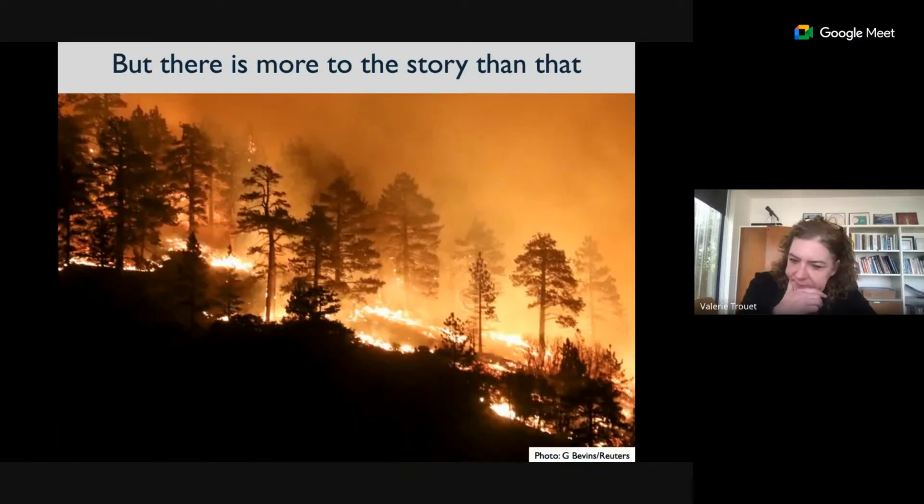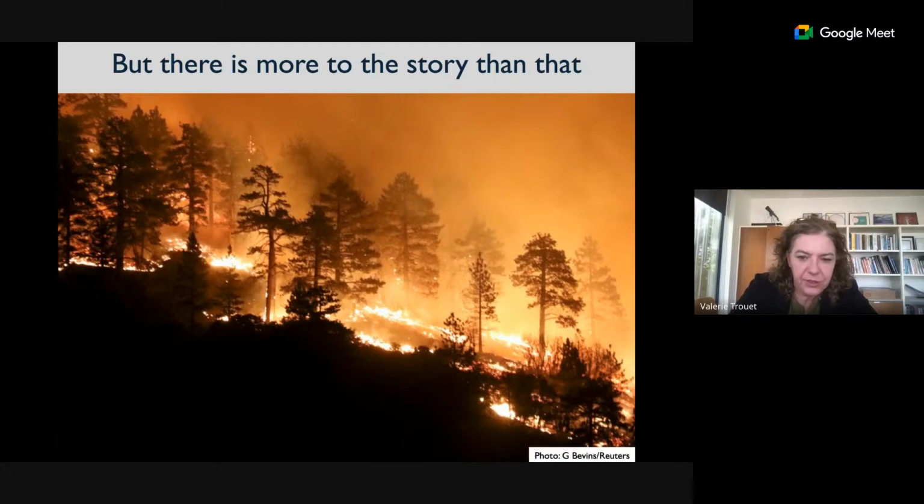But that's not the only part of the story. There's more to the story than that. And the other part of the story is exactly what we can study using tree rings. The kind of fire that you see in this photograph is a ground fire. It's a fire that, as the name says itself, it typically stays close to the ground.